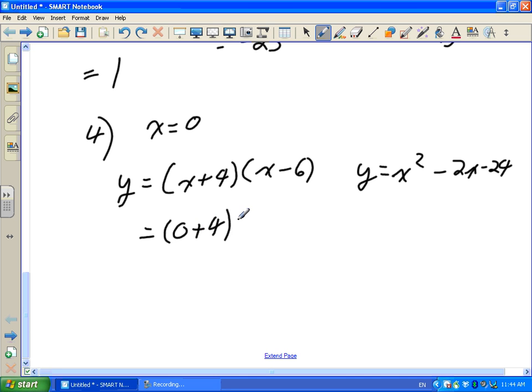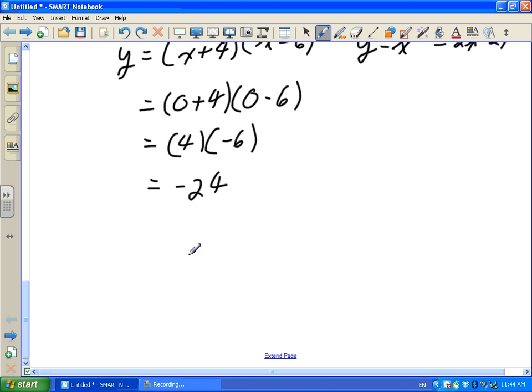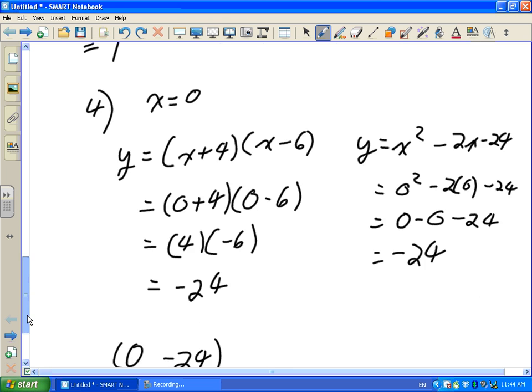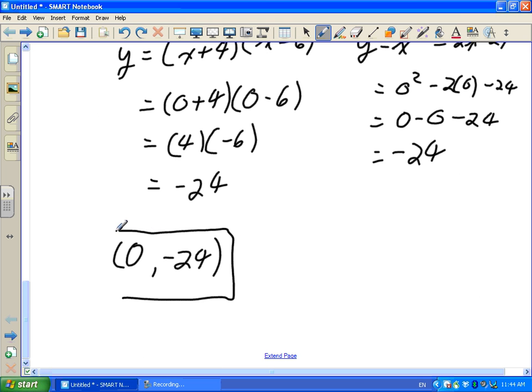0 plus 4, 0 minus 6, 4 times negative 6, negative 24. So my y-intercept, we know x is 0, y is negative 24. Let me verify with the other equation. 0 squared minus 2 times 0. That becomes 0, subtract 0, subtract 24. Boom, negative 24. So our y-intercept is (0, -24).